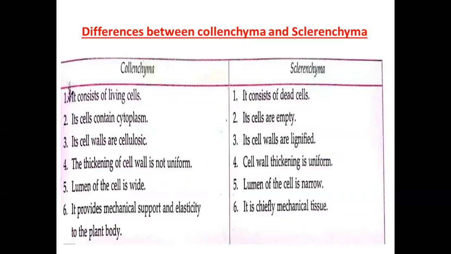In collenchyma, the lumen of the cell is wide, but in sclerenchyma the lumen of the cell is narrow. Sixth point, collenchyma provides mechanical support and elasticity to the plant body. But in case of sclerenchyma, it is chiefly a mechanical tissue.